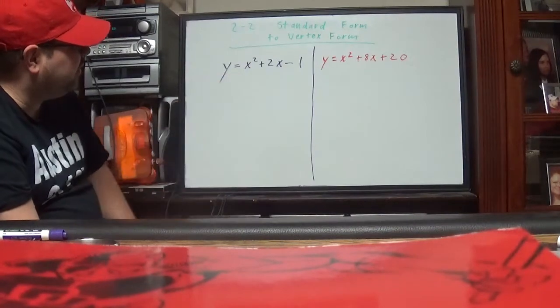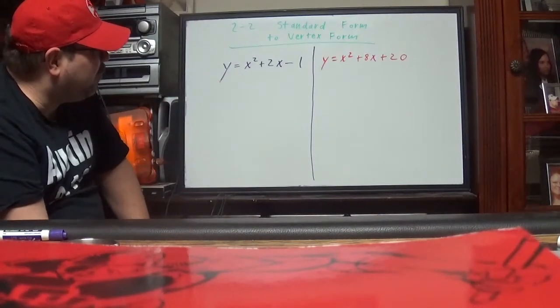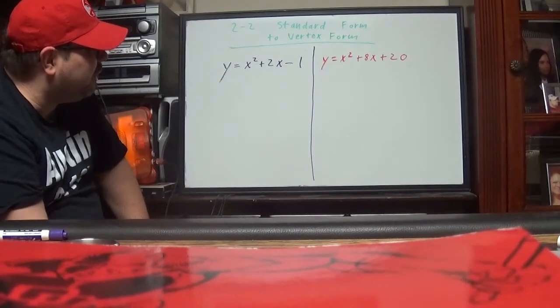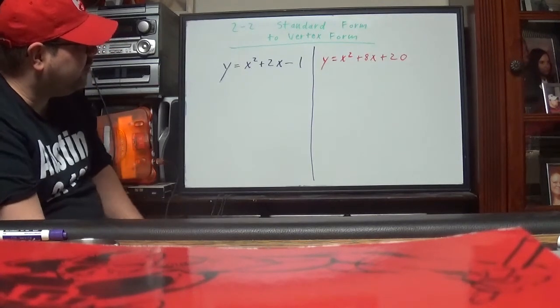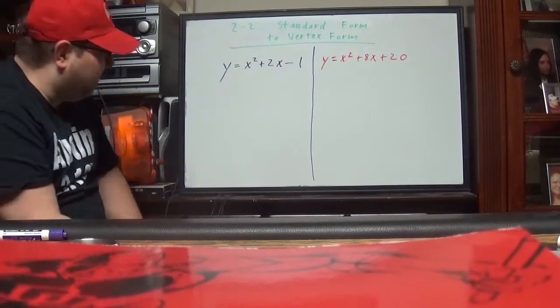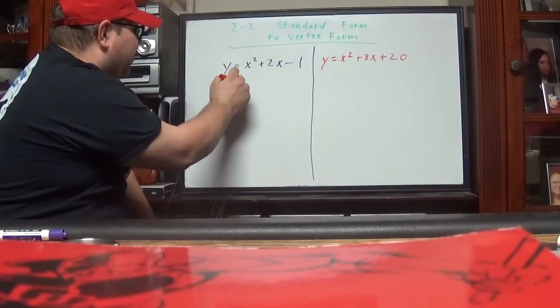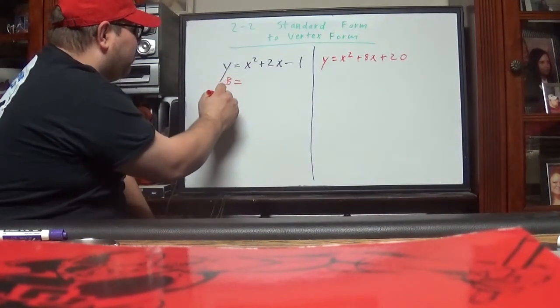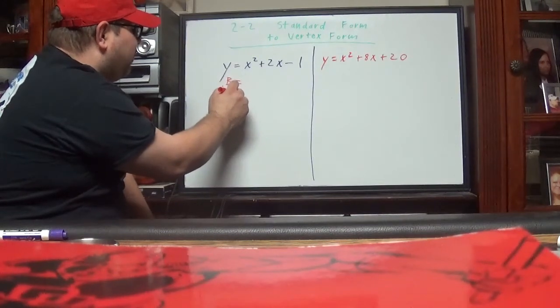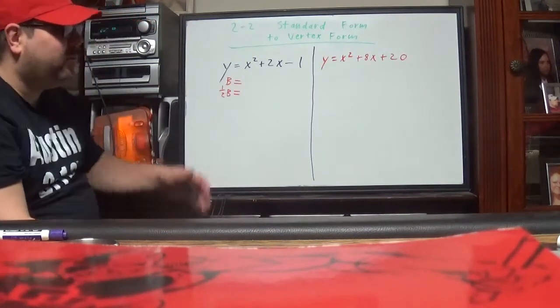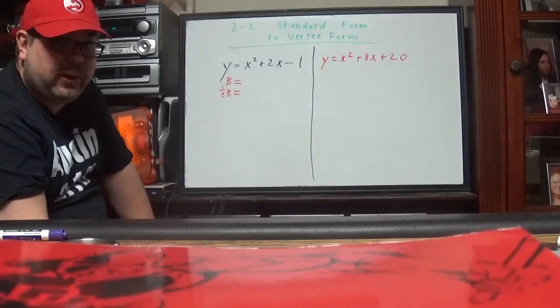So, this will be a first example. Y equals x squared plus 2x minus 1. The first thing we want to do always is make the following list. We want to find the b value, the half of b value, and then we want to find that number squared.